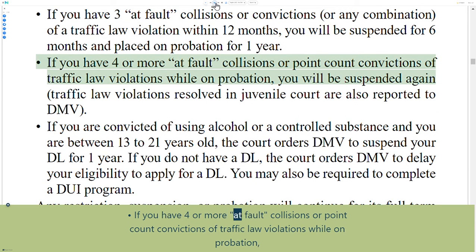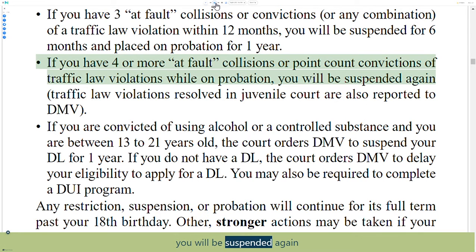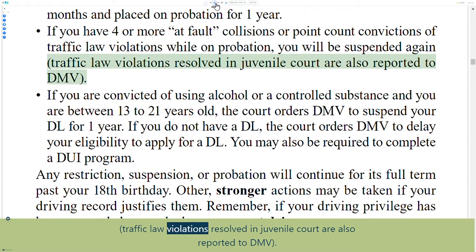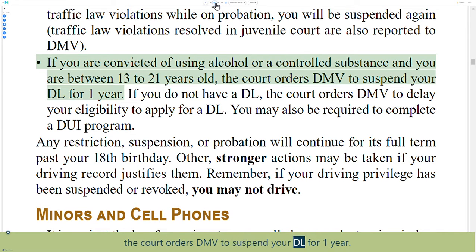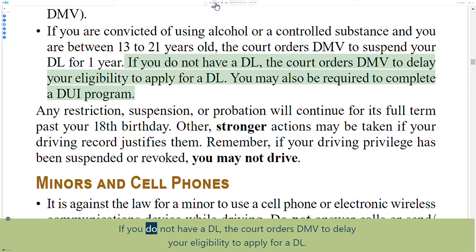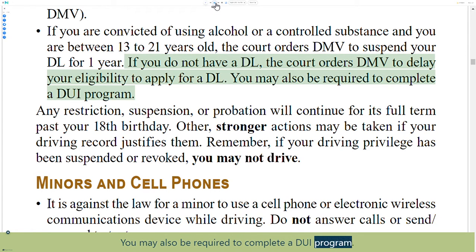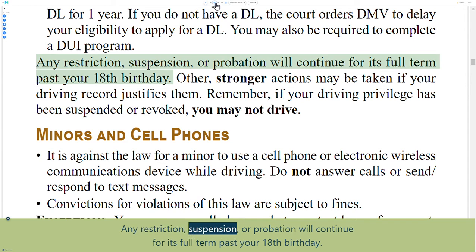If you have 4 or more at-fault collisions or point-count convictions of traffic law violations while on probation, you will be suspended again. Traffic law violations resolved in juvenile court are also reported to DMV. If you are convicted of using alcohol or a controlled substance, and you are between 13 to 21 years old, the court orders DMV to suspend your DL for 1 year. If you do not have a DL, the court orders DMV to delay your eligibility to apply for a DL. You may also be required to complete a DUI program. Any restriction, suspension, or probation will continue for its full term past your 18th birthday.